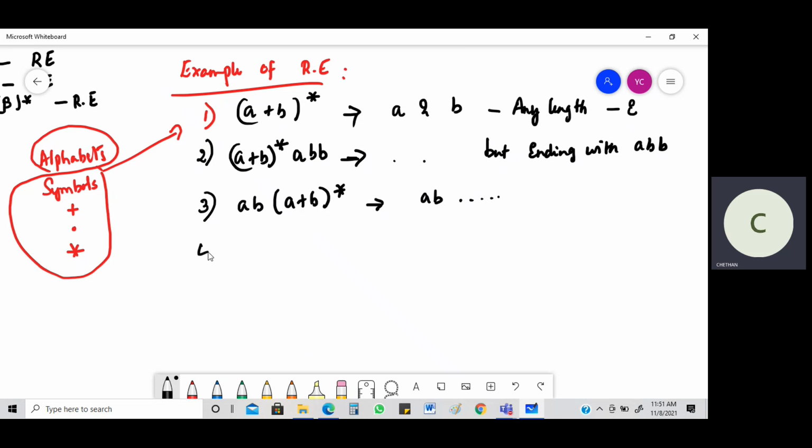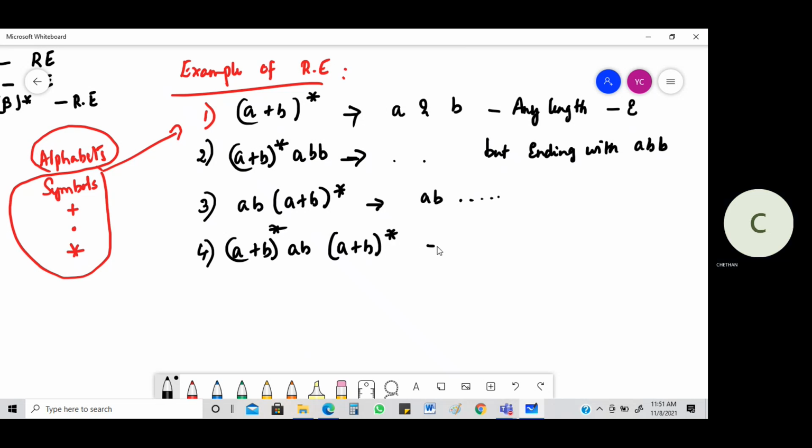Or the fourth example, sorry. If I write a plus b star, then I have a, then again a plus b, then the whole star, like this. So what is the meaning of this? The meaning of this is very simple. It is a set of strings of a's and b's having a substring ab. In between you have a substring ab. Before that you have anything of any length. After this you have a string of a plus b, which basically means containing strings a and b of any length. This is something that you need to remember.